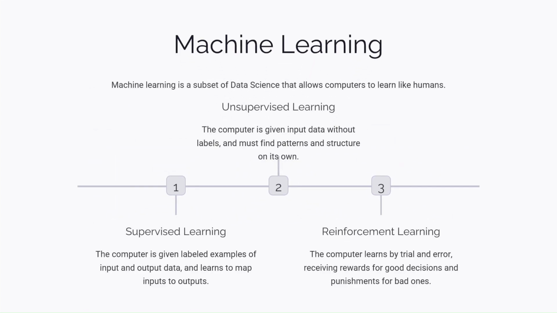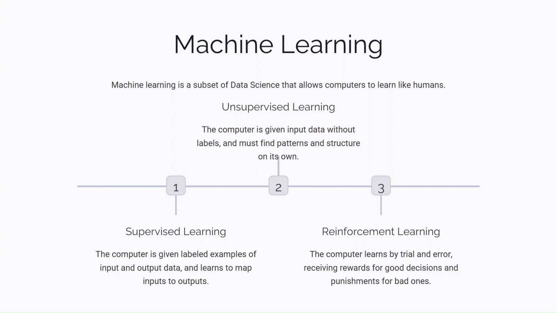Now, machine learning. What is machine learning? Machine learning is a subset of data science that allows computers to learn like humans. But the question is, how do we learn? Now, humans learn either from their parents or teachers, from books or the internet, or from their past experiences. Similarly, in machine learning, we have supervised learning, which, as its name suggests, is when we are supervising a model in the learning process, where teachers are helping in the learning process. And similarly, in the case of computers, we are giving labeled examples of input and output data, and the model learns to map the inputs to the output.